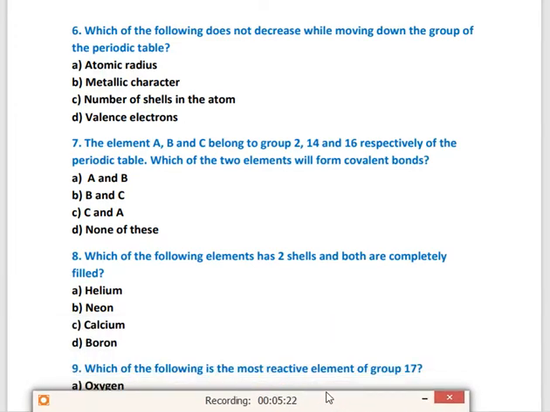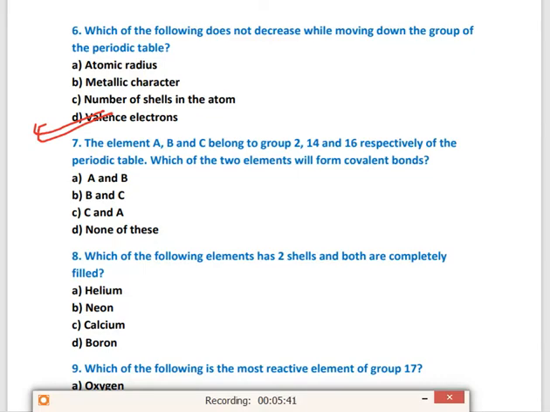Which of the following does not decrease while moving down the group of the periodic table? When we move from top to bottom in a group, what does not decrease is atomic radius, metallic character, number of shells in the atom, or valence electron. Obviously, it's valence electron, because in a group, the number of valence electrons remains the same.